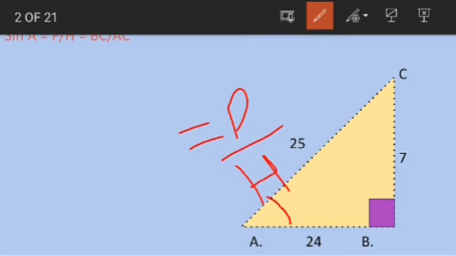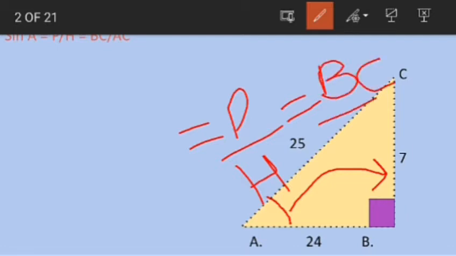Okay class, so the perpendicular here is going to be the side BC. Why is it going to be BC? Because as I mentioned in the previous video, the side opposite to the given angle is always going to be the perpendicular to the given angle. So here BC is opposite to angle A, therefore it is going to be the perpendicular. Now the hypotenuse, as I mentioned, is going to be the longest side, and we know that in the right angled triangle ABC, there is only one longest side, that is AC.